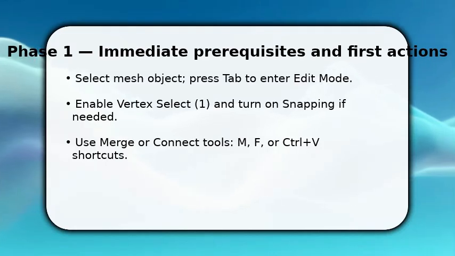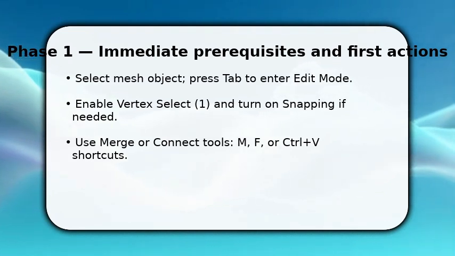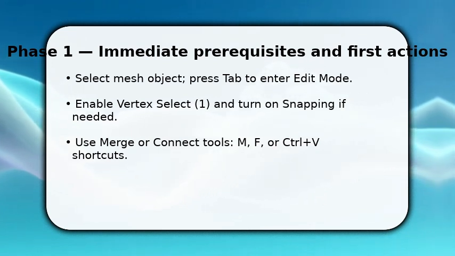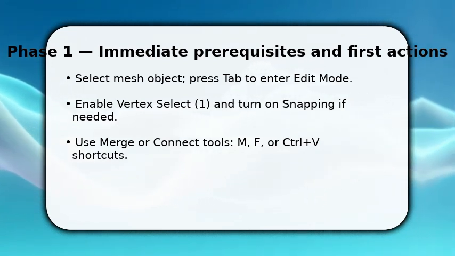You start by selecting the mesh and entering edit mode immediately. This puts you where vertices are editable. Once in, switch to Vertex Select and enable snapping if alignment matters. You should know the difference.